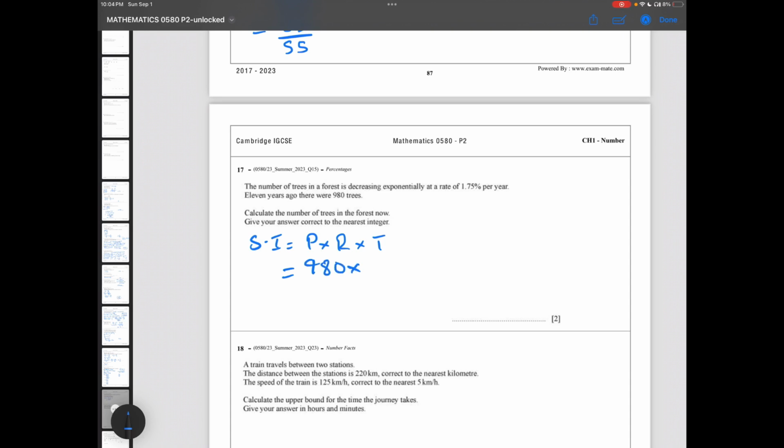So this is the principal amount, multiplied by R, which is 1.75%. This will be equal to 0.0175. To remove the percentage sign, we need to divide by 100. And the time is 11 years, so T is 11. We will multiply these three numbers, and we will get the value of interest. So 980 into 0.0175 into 11 is 188.65.